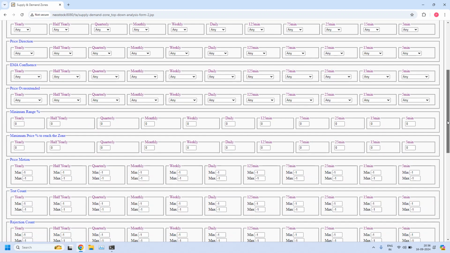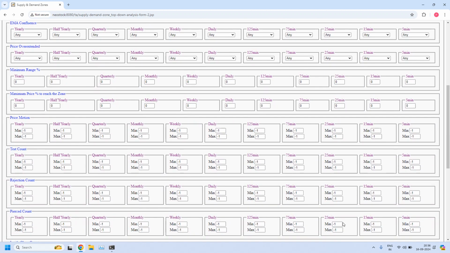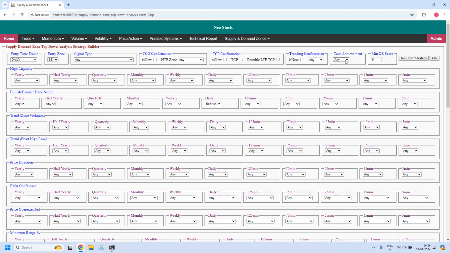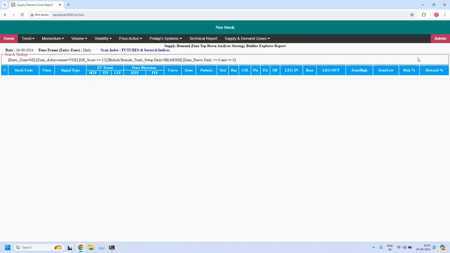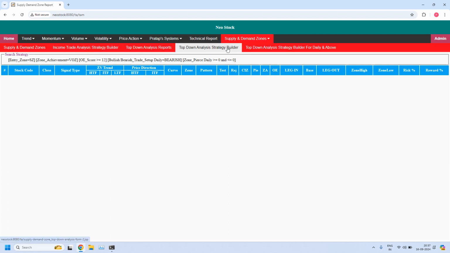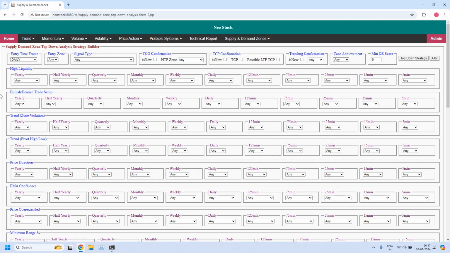So that's why in the pierced count, in the daily time frame, I am setting minimum value 0, maximum value 0. Zone achievement violated opposing zone. Minimum odd enhanced score should be 12. And all the 3 filters are applied to daily supply zone. Now let's verify. So currently none of the stocks are supporting bearish trade setup for monthly income trade. Next, let us look for bullish trade setup for weekly income trade.